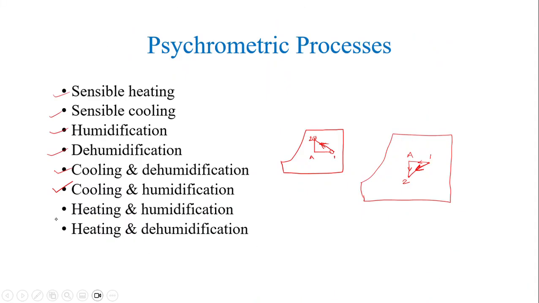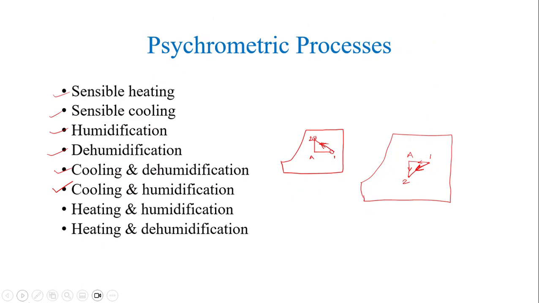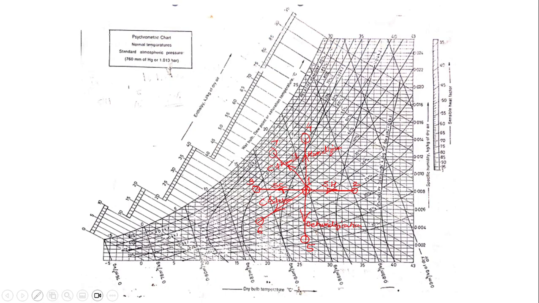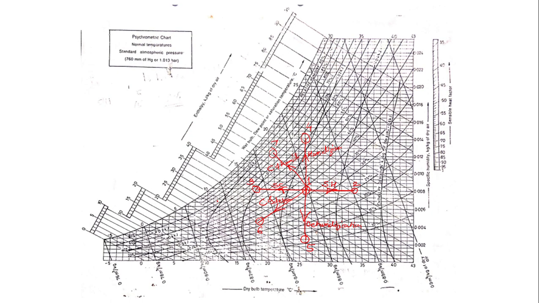Similarly, the next process is heating and humidification. Here you must be understanding, this is the heating and then humidification. So the final process will be something like this over here. Let's say point number 8, this is the heating and humidification process.